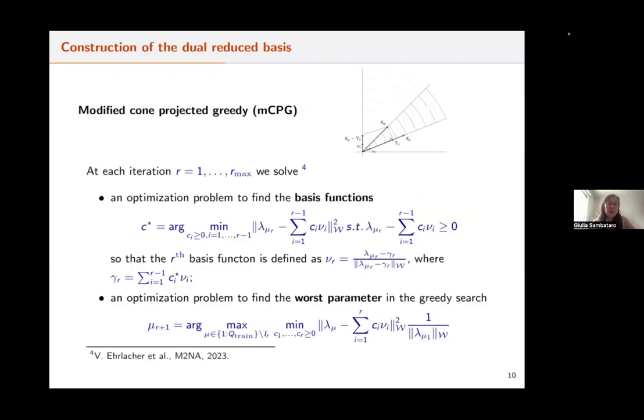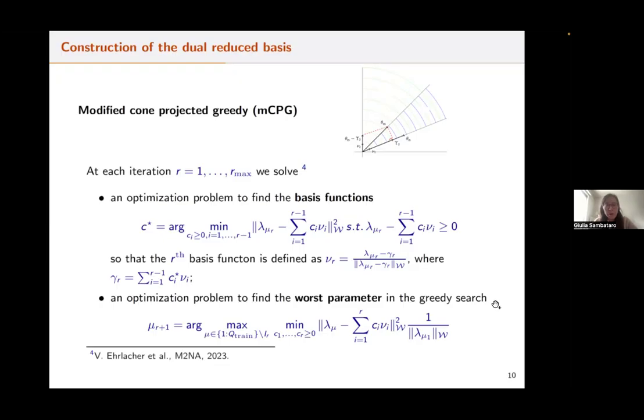In the literature, there is an algorithm, I reported here the reference. This algorithm is able to find the big R basis functions for the dual solutions by solving two optimization problems. A first one is done to compute the reduced coefficients, and you have to solve an optimization problem to minimize the projection error onto the reduced space computed by the R-1 basis functions, and you also have to add the non-negativity of the functions as a constraint. The other optimization problem is the one to find the worst parameter in the greedy search, and this is simply in the greedy spirit of the algorithm.